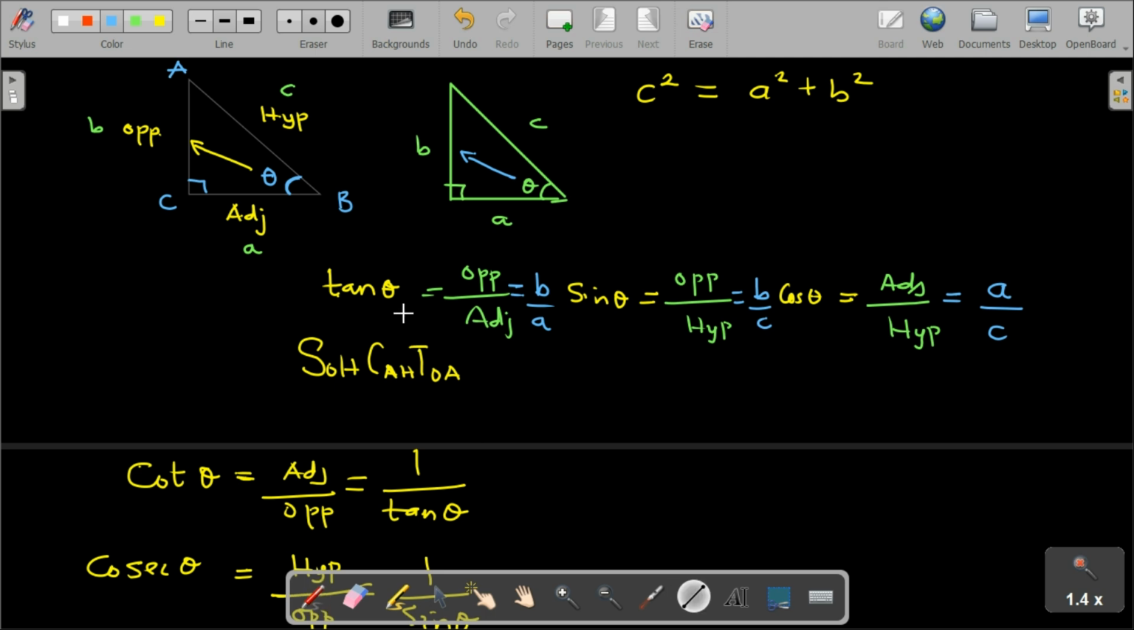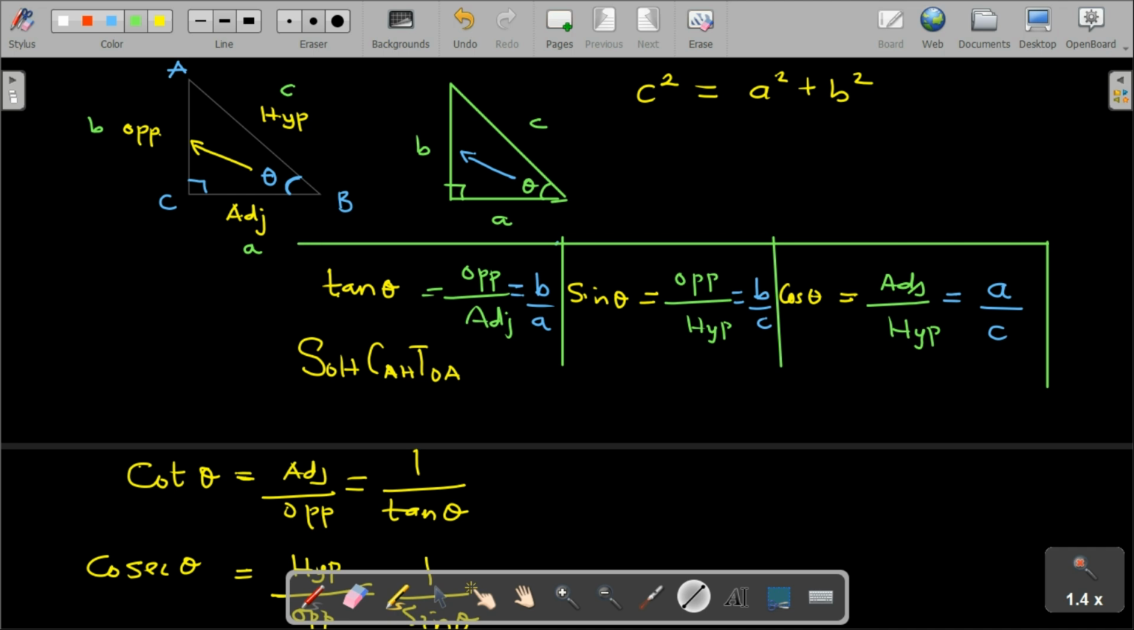So let's demarcate this. This is for tangent, this is for sine, and this is for cosine. So these are the common trigonometric identities that we have.